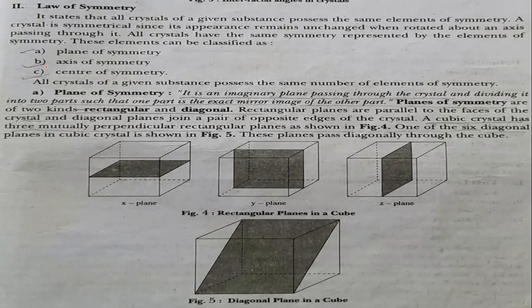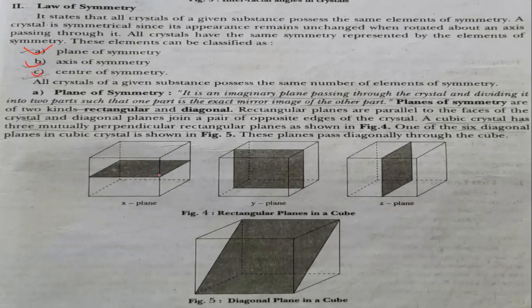Now, some more laws. The second law is the law of symmetry. In the law of symmetry, there are three symmetries: one is the plane of symmetry, the second is the axis of symmetry, and the third one is the center of symmetry.